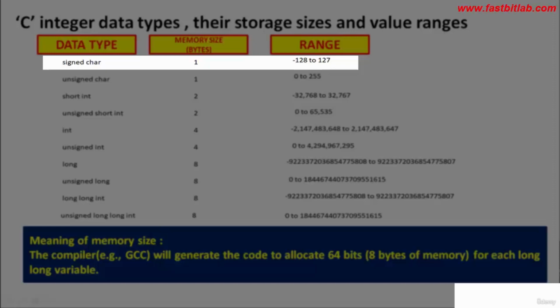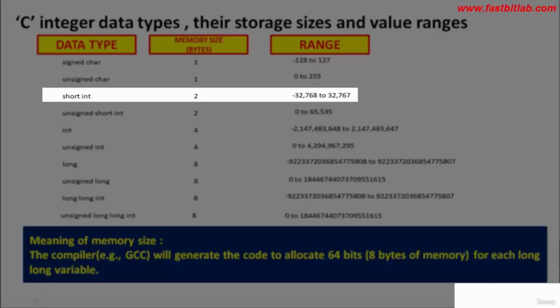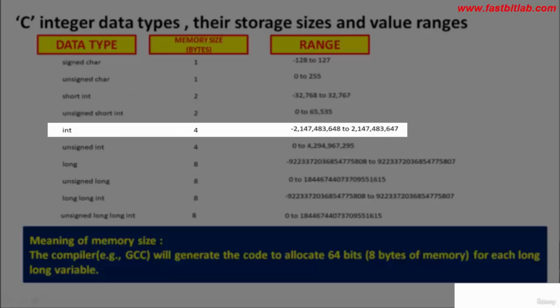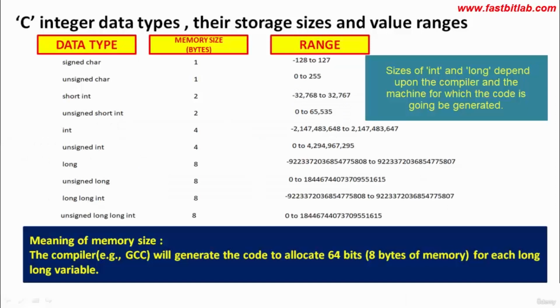A variable of type unsigned char also consumes 1 byte of memory, and its range is 0 to 255. That means the variable can store a value between 0 and 255. The size of a short int variable is 2 bytes, and this is the range. Unsigned short is also 2 bytes, int consumes 4 bytes, and unsigned int is also 4 bytes. Long consumes 8 bytes, and unsigned long consumes 8 bytes.